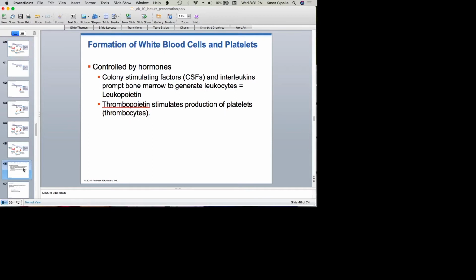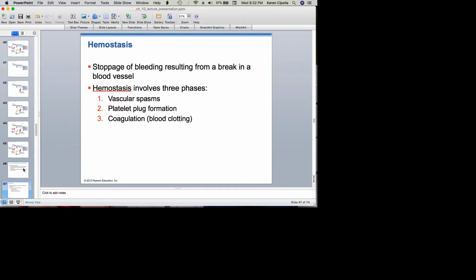Looking at the formation of your white blood cells and your platelets, they're controlled by CSFs, or colony stimulating factors, and interleukins. They prompt your bone marrow to generate leukocytes, or leukopoietin. And then your thrombocytes are produced by thrombopoietin, which are your what? Your platelets, right? Thrombocytes are your platelets. So thrombopoietin triggers platelet production. Leukopoietin triggers leukocyte production. Remember the sounds.